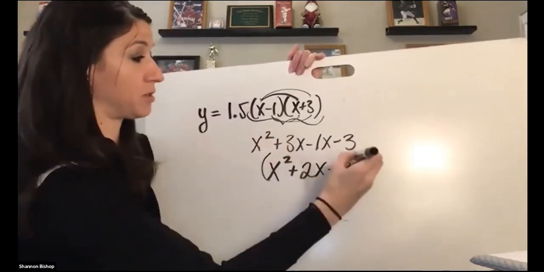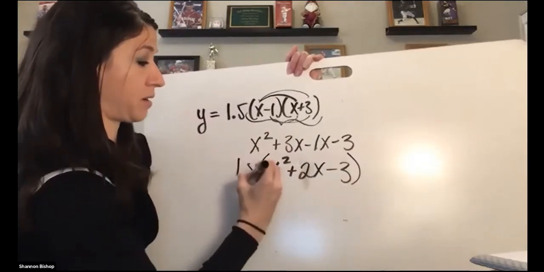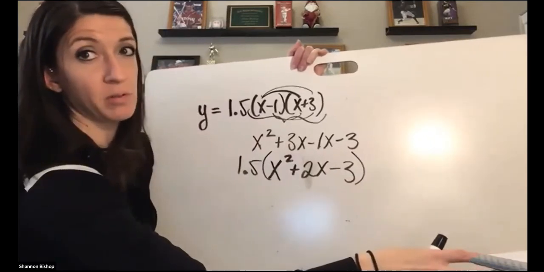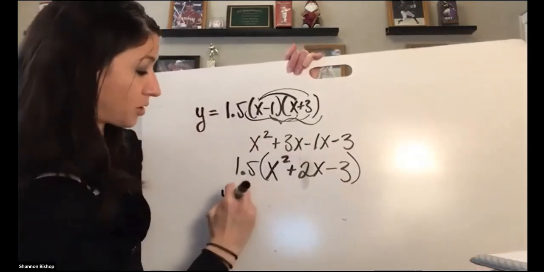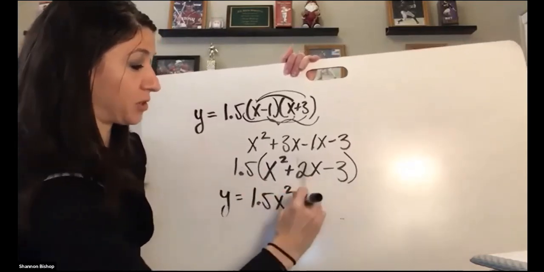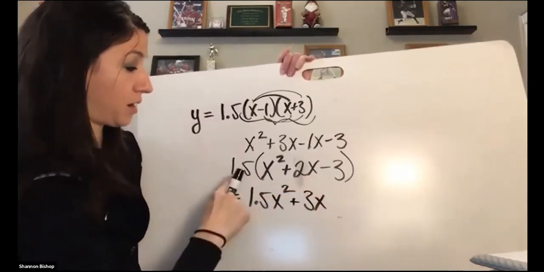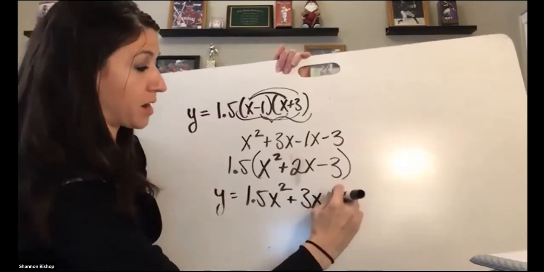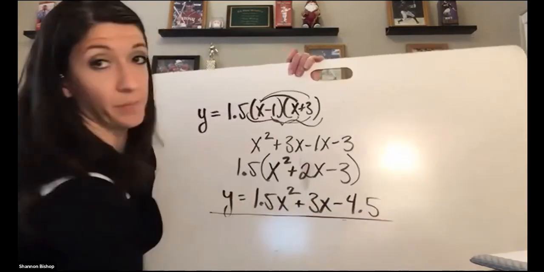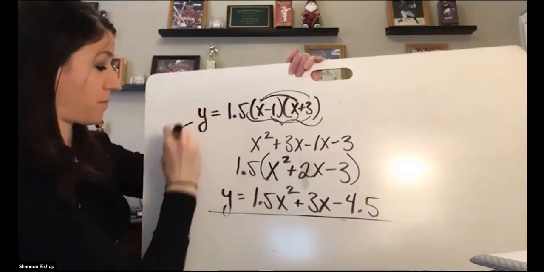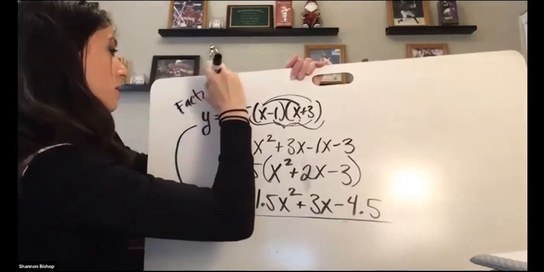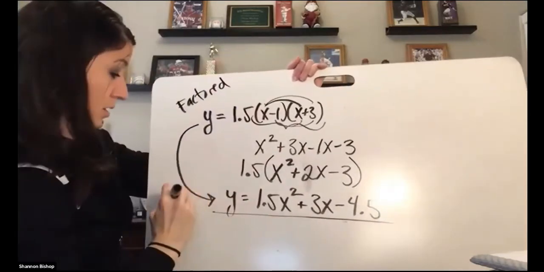But then don't forget the 1.5 is still there. So you just run the 1.5 all the way through using the distributive property. So you end up with 1.5 x squared. 1.5 times 2 is 3. And 1.5 times minus 3 is minus 4.5. So there you go. That's how you convert factored form into standard form. Factored, can you see that? Yes, into standard.